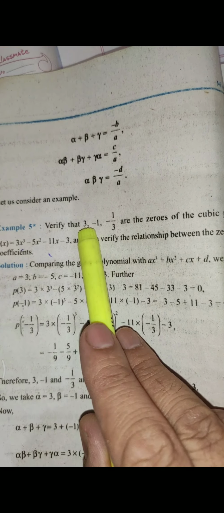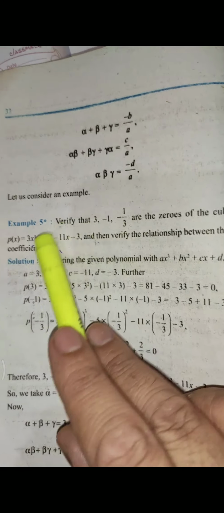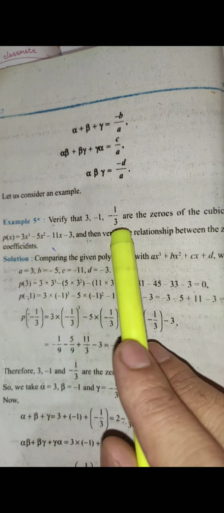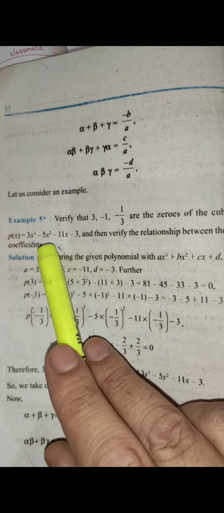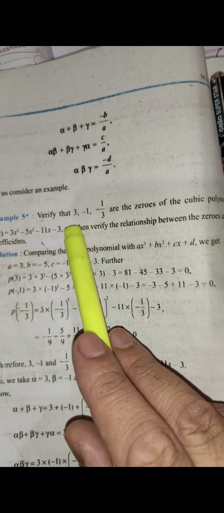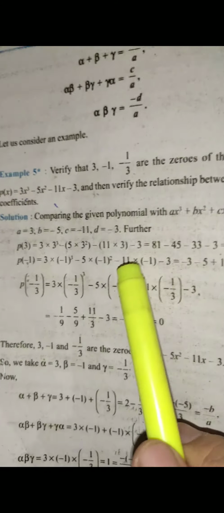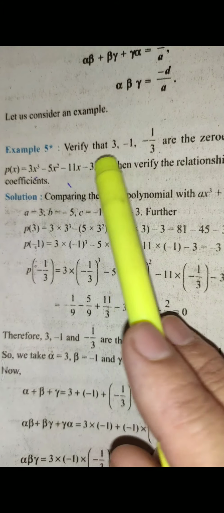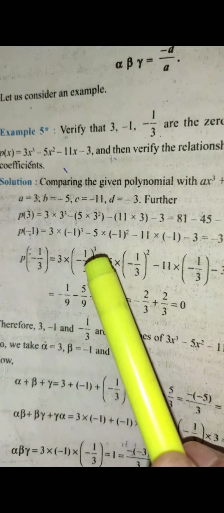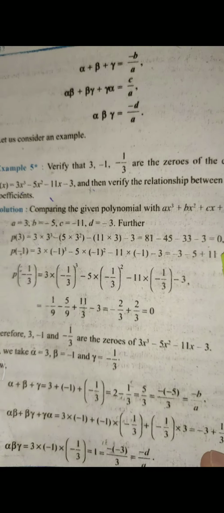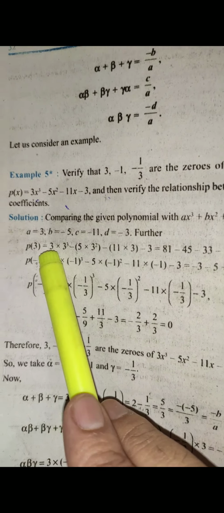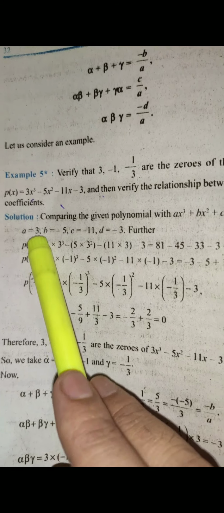Substitute this first value, 3, in place of x in this polynomial. As you substitute, if the whole polynomial value becomes 0, then this number is a zero of the polynomial. So, first part we are doing: verify the zeros of the cubic polynomial, and then we have to verify the relationship. So here, first we substitute the number 3 in place of x in the given polynomial. As we substitute and simplify, what result do we get? 0. Simplification you all know. So this number 3, what will you say? This number 3 is known as a zero of p(x).